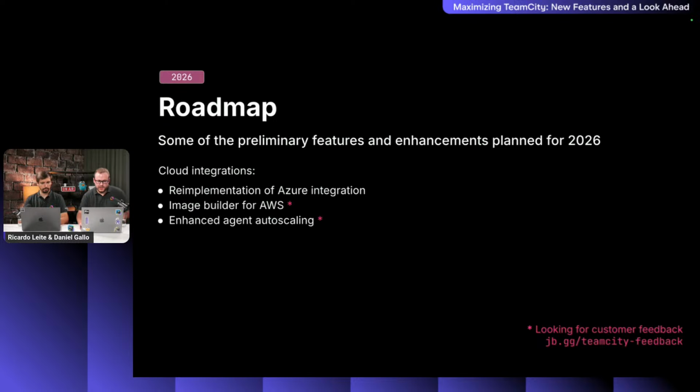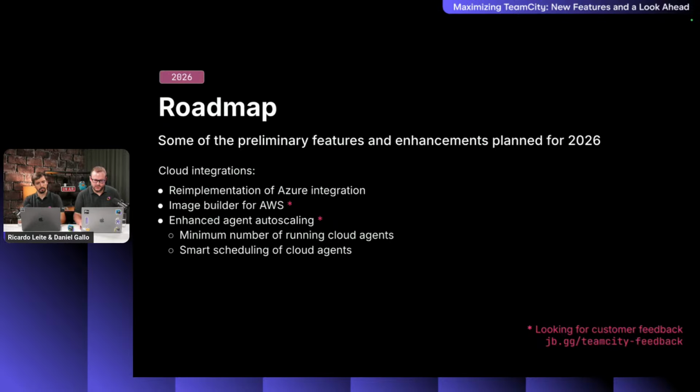There are some features we're looking to incorporate for enhanced agent auto-scaling, and this is all about having a minimum number of running cloud agents. So rather than waiting for an agent to start before a build is running, having a pool of pre-warmed agents or machines that can be assigned to a build as it is added to the queue, making it much quicker for builds to start. But also looking at how we can do smart scheduling of cloud agents, perhaps during business hours, have a pool of pre-warmed agents.